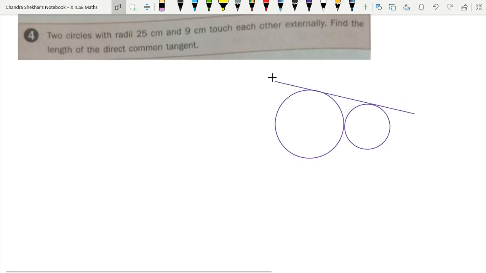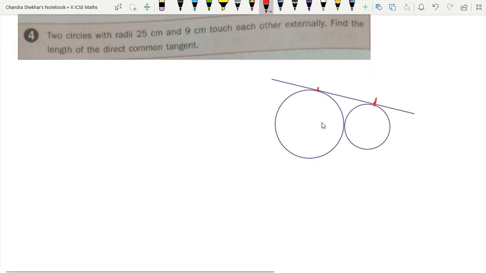So this is not proper. I'll just make it like this. We have to find which length? We have to find the length of the direct common tangent. We have to find the length. Okay, we have to find this.